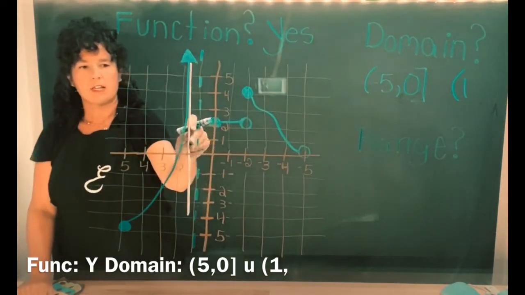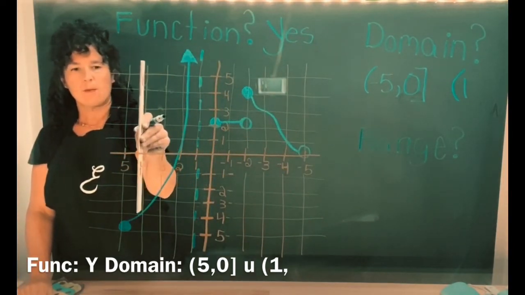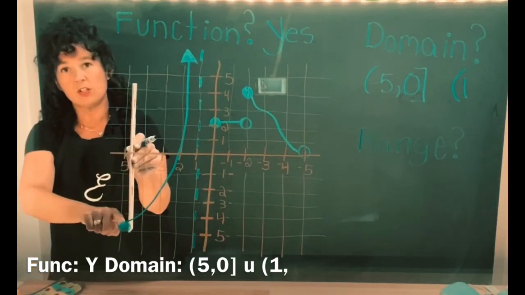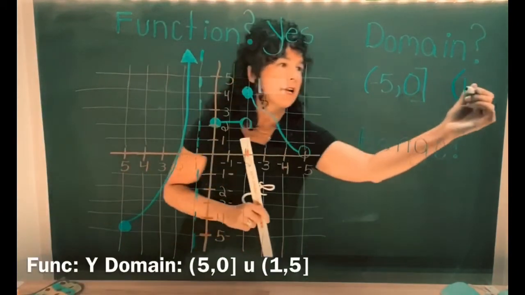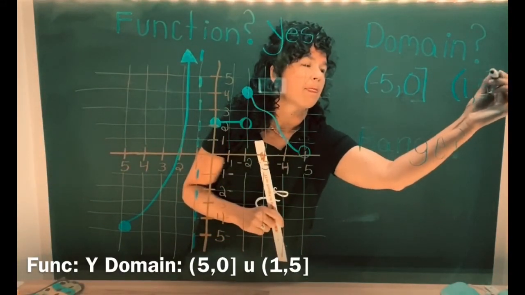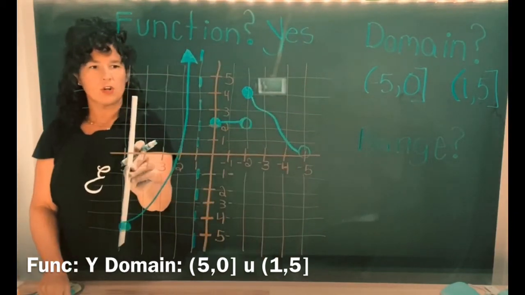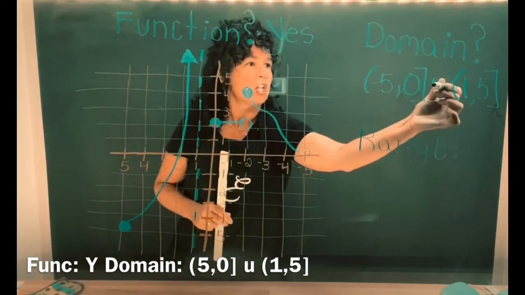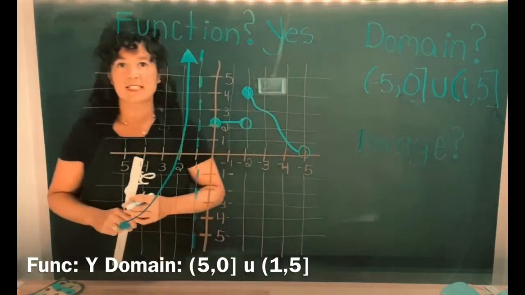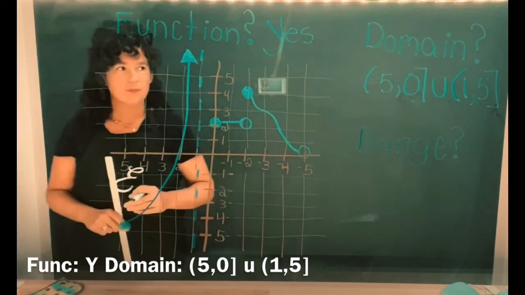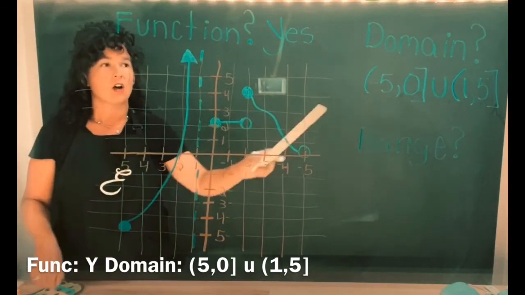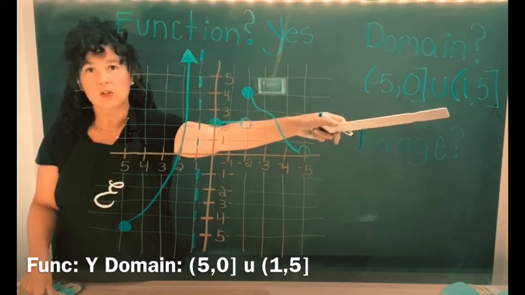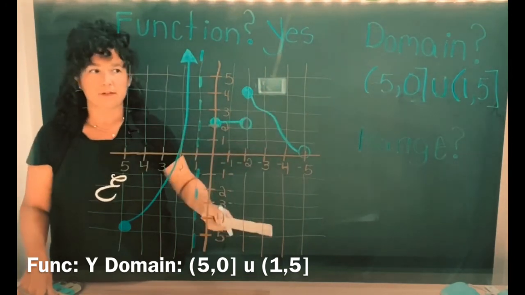And then if I continue moving over here, I'm in contact with the graph until I get to positive 5, solid dot, we're in contact. So bracket 5. And then we are no longer in contact. We're going to put a U to put those together. That stands for union. All right, so the x values are not including negative 5 through 0, including 0, union, not including 1, through 5, including 5.